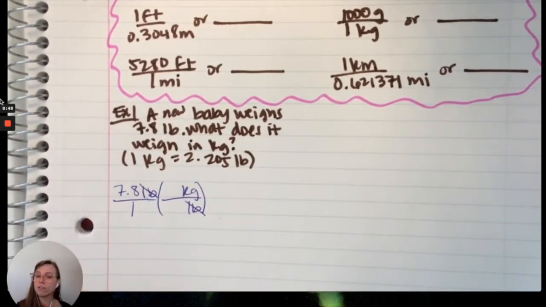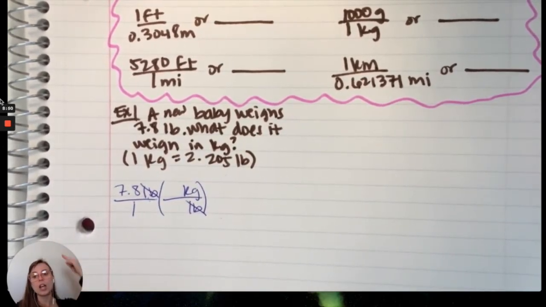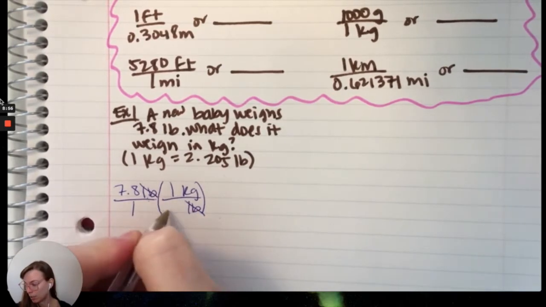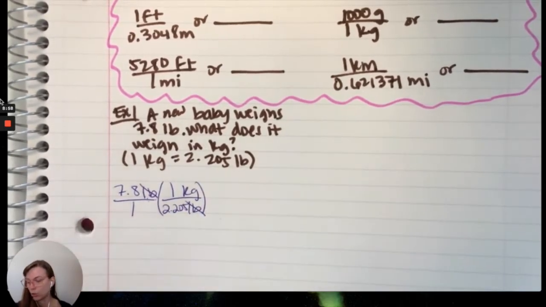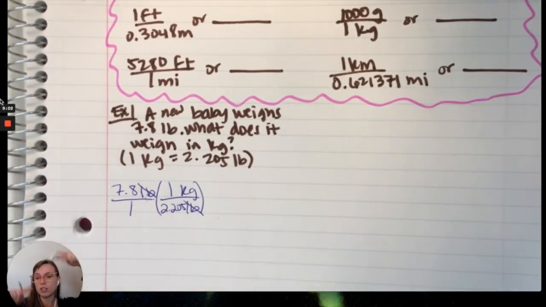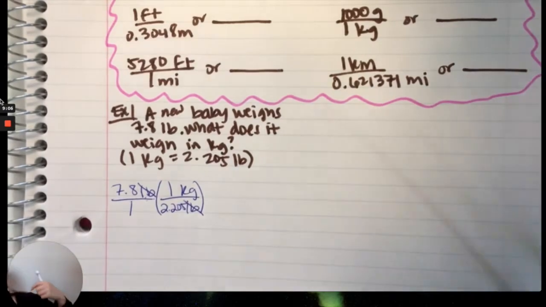Do I know a conversion factor that compares kilograms to pounds where it's an equivalent ratio? I do. They actually gave it to me in the problem. So because I know where my labels, my units should go, then I just put the numbers in their corresponding spots, and I'm going to get my calculator.